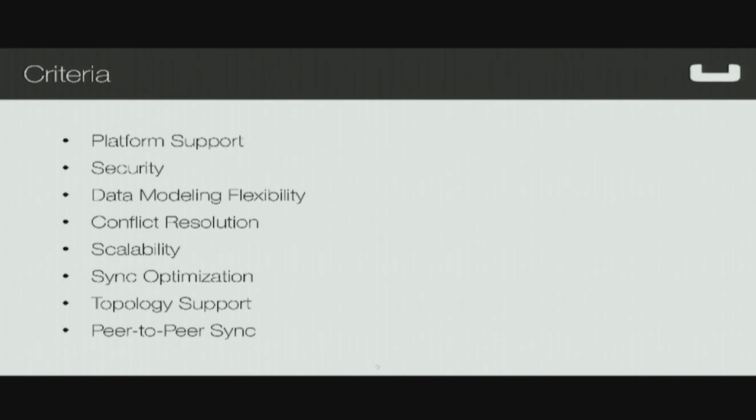In terms of the top criteria when you're building an app, obviously support is important. If the libraries you want to use are not supported on the platform you want to build for, that's a problem, so that's one. Security: that's on the device, on the wire between the server and the device, maybe on the server as well. Data modeling is a big part as well.